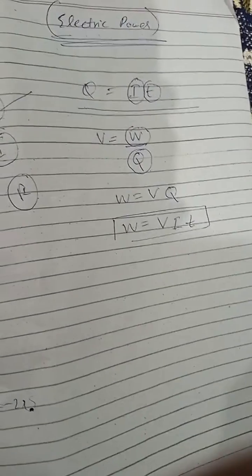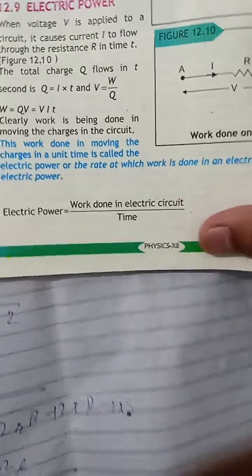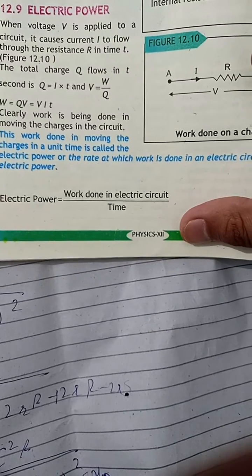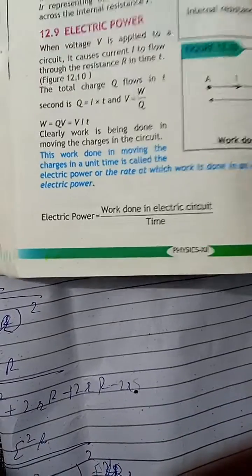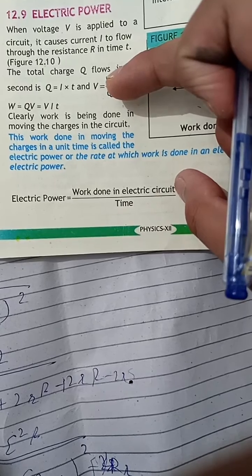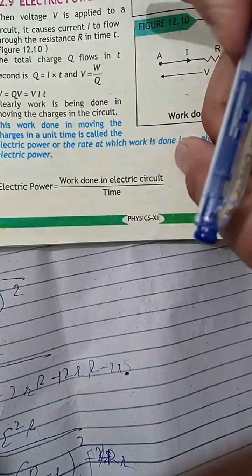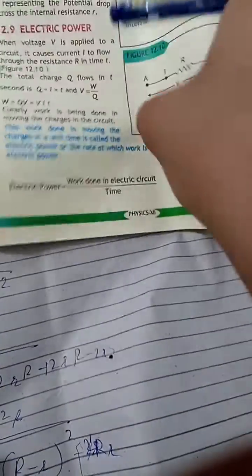This work in moving the charges in the time t is called electric power, or rather, the rate at which work is done in an electric circuit is called electric power. The formula of electric power is work done in the electric circuit divided by the time period.